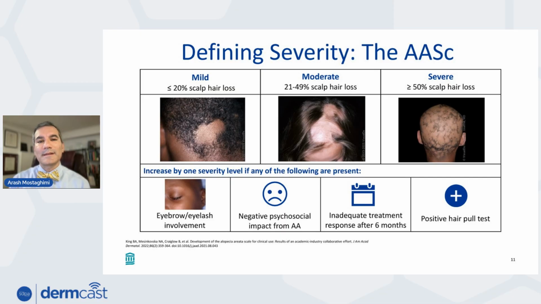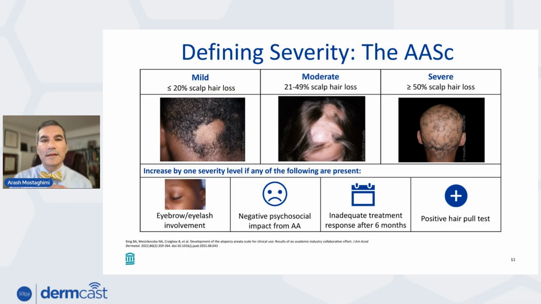The second aspect is that it doesn't capture the psychosocial impact of the disease. As we know, alopecia areata is not a very physical ailment, and patients don't have a lot of physical symptoms, although some people describe a little itching and burning and discomfort. The majority of the symptoms are psychosocial. And next, it doesn't think about any of the special parts of the body, right? It only looks at the scalp.